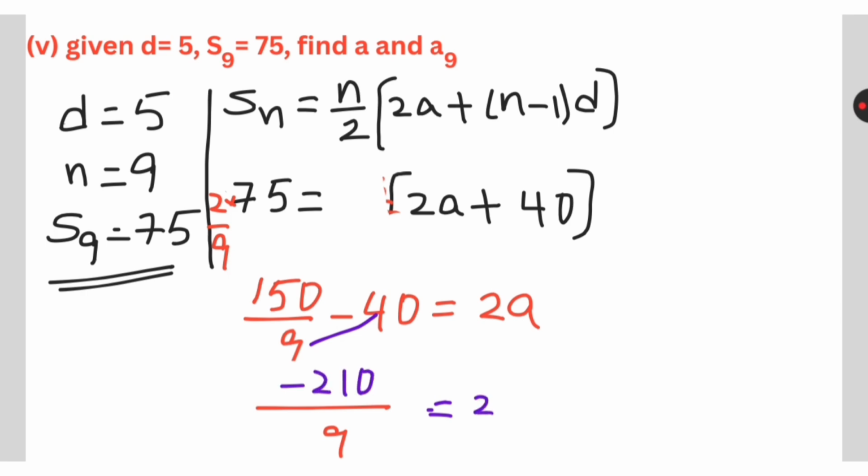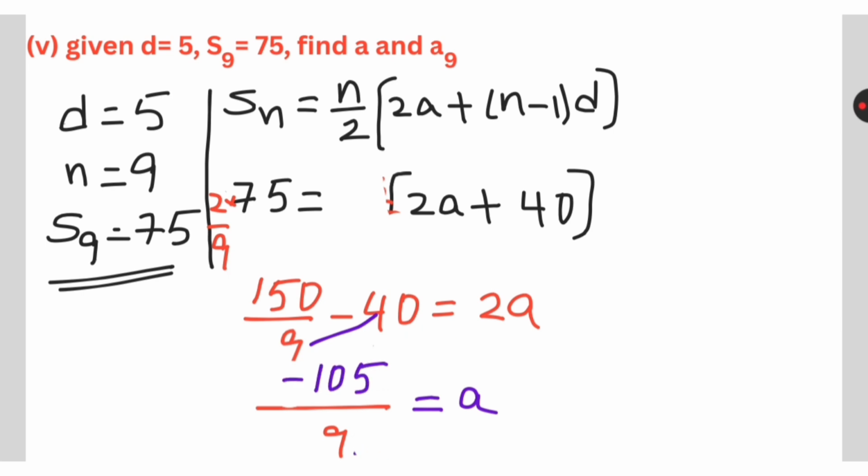And here we have 2a. So now both sides divided by 2. Then here 2 gets cancelled. So we are left with only a here. If you simplify this, you are going to get your first term. So here 2 ones are 2, 2 105s are 210. So here we are going to get minus 105 by 9.